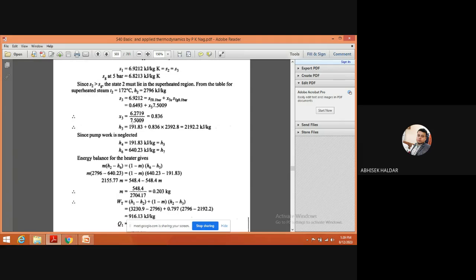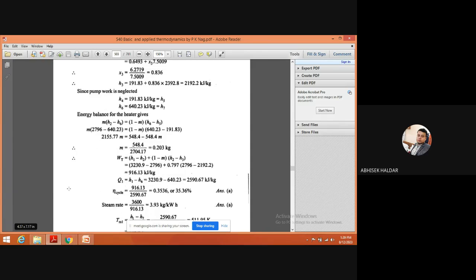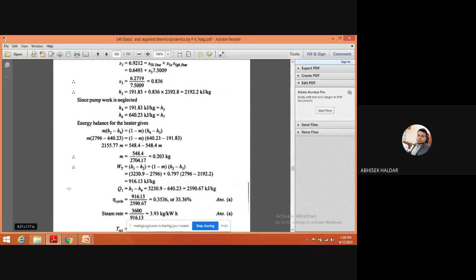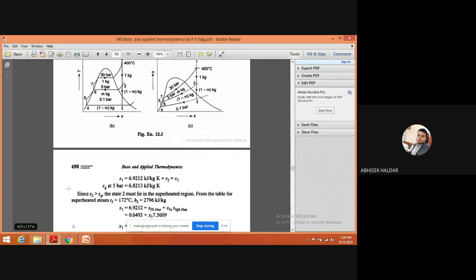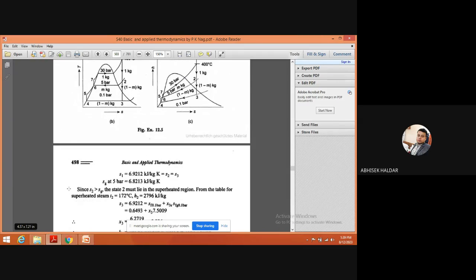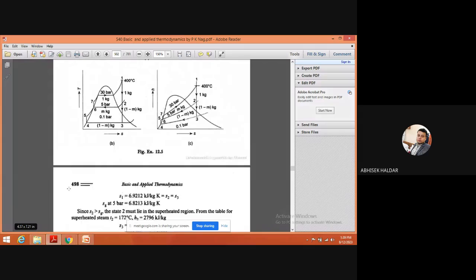So here, let me show you, I'm not wasting time showing these things, because you can just put the value. Q1 is H1 minus H6, that is a single value, so eta you can find out. Now this TM1, how can you find out the TM1? For this case, how can you calculate TM1? That means the mean temperature of heat addition.